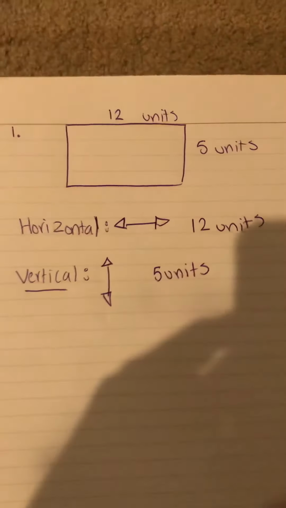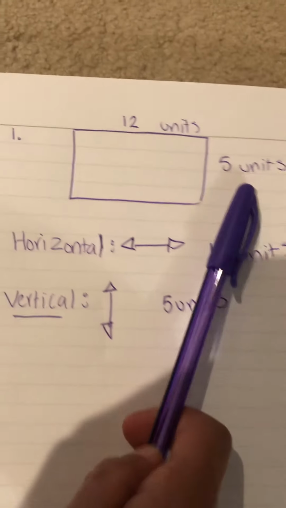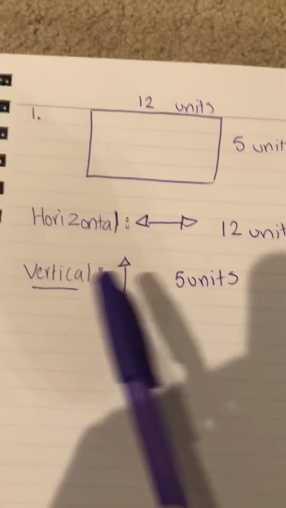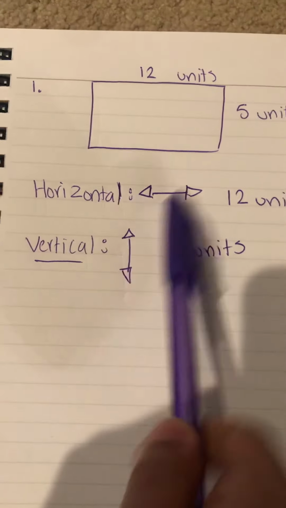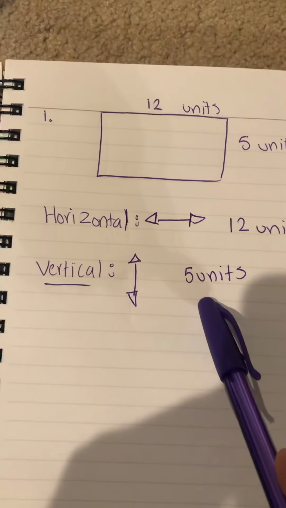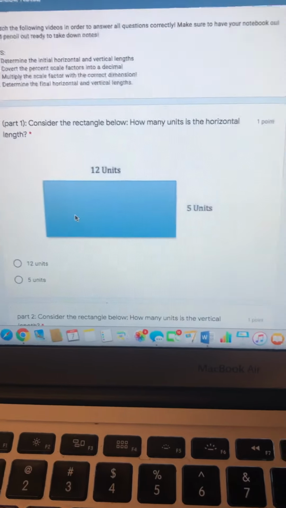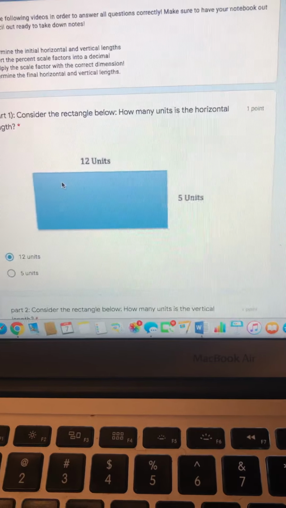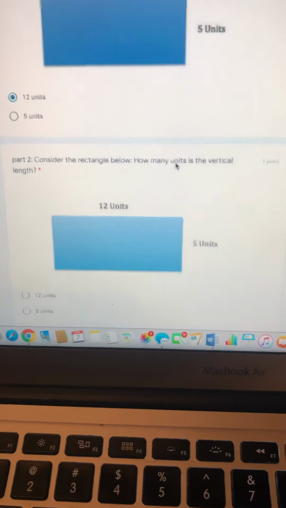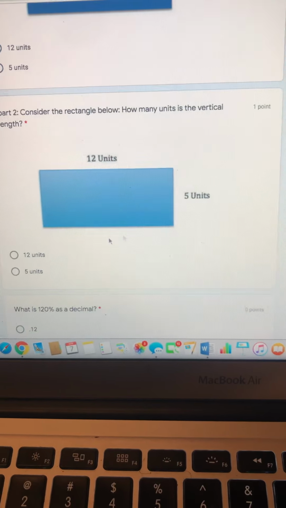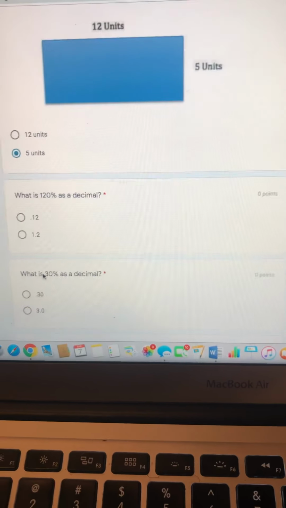Now, what I did was I just quickly wrote down my rectangle. I drew out 12 units, 5 units, and just a throwback, horizontal means side to side. So the horizontal length is 12 units. Vertical length, which is up and down, how long it is, would be 5 units. So here, how many units is the horizontal length? We're going to say 12 units because, again, that's side to side. How many units is the vertical length, which is up and down? We're going to say 5 units.